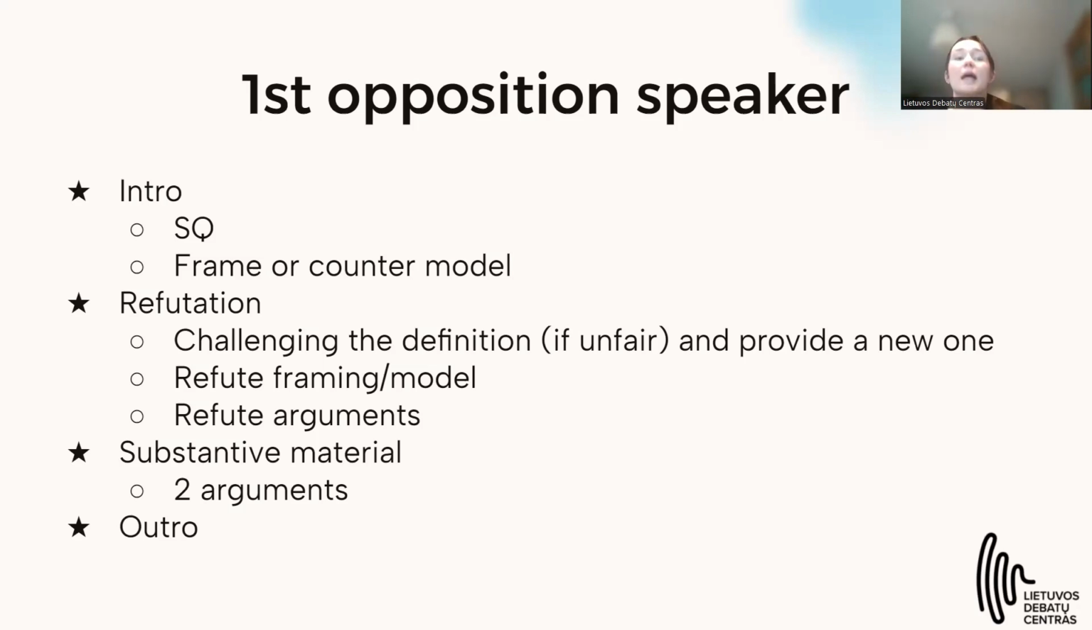And most importantly, your job is to refute the arguments, because that is the portion that the first proposition speaker is going to spend the most time on, because this is their substantive material. So the first opposition speaker has the duty to refute these arguments and essentially prove why their mechanisms and their impacts are untrue. Then after you are done with refutation, you're going to move on to your own substantive material or arguments. And lastly, again, an outro.